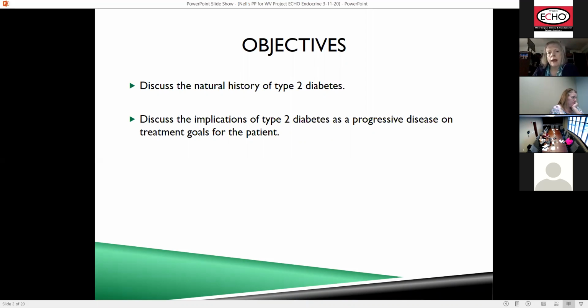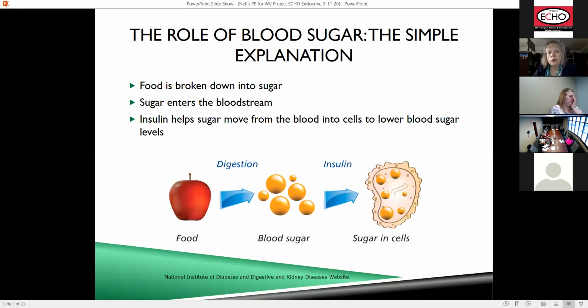So I am going to just talk about the progressive nature of type 2 in a different way than I usually talk about it, but in a way that I think is helpful. So the first slide here, the role of blood sugar, the simple explanation, we've probably all seen in some form or another. And I've used it with patients. I've used some form of it with just about everybody.